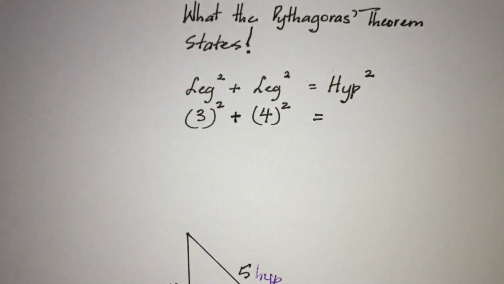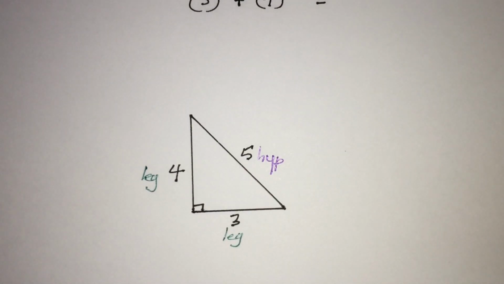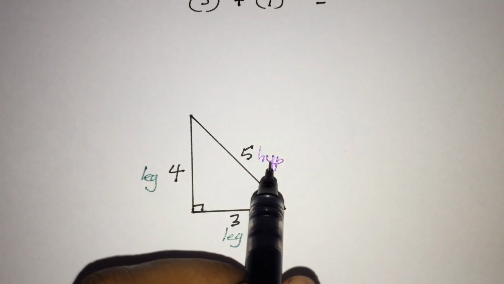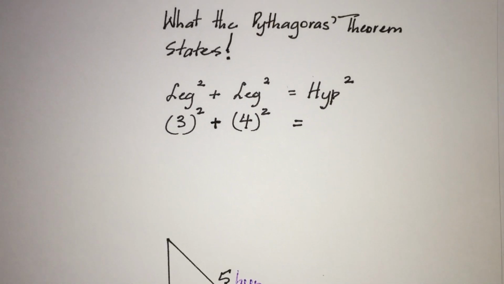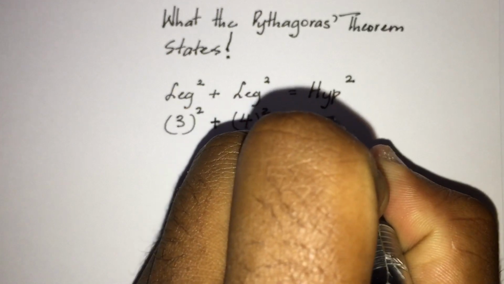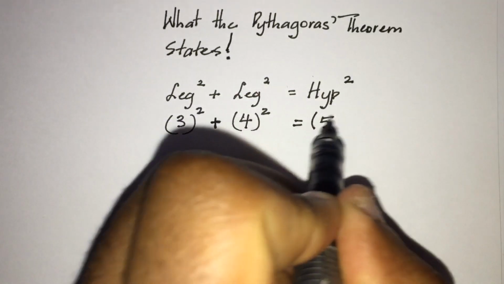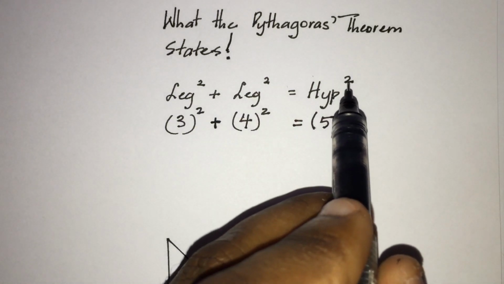And that should be equal to the hypotenuse squared, if this triangle is a right angle triangle. So the hypotenuse, it's 5 units. So I'm going to take that 5 and substitute it here. Remember, the hypotenuse is also squared.